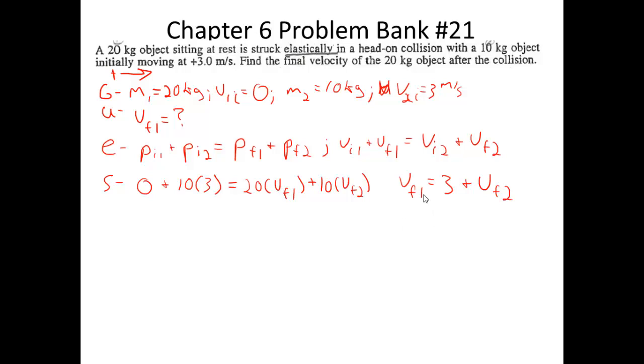So here I'm going to subtract 3 from both sides. That takes care of that, and we have v sub f sub 2. So what we're going to do is take what is equal to v sub f sub 2 and substitute it in. So rewriting and solving our equation, we see that 3 times 10 is 30, and that is equal to 20 times v sub f sub 1 plus 10 times this quantity. So I'll write that out. Then we'll distribute our 10.